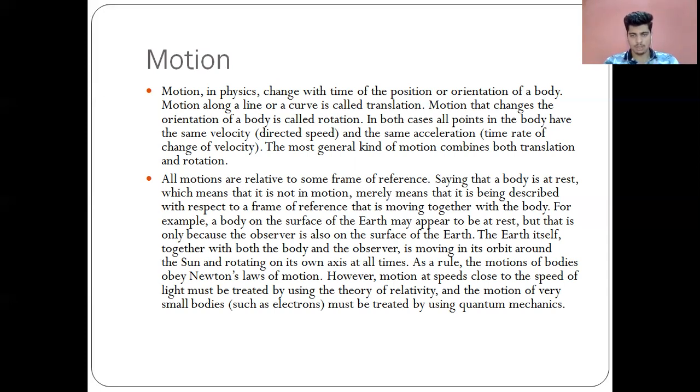Then we learned about the theory of relativity. There are two theories inside that: the special theory of relativity and the general theory of relativity. If you are curious to know what those are, you can look them up on Wikipedia. Then, the motion of very small bodies such as electrons must be treated using quantum mechanics. That is too high level for us right now, so we are not going to study that.